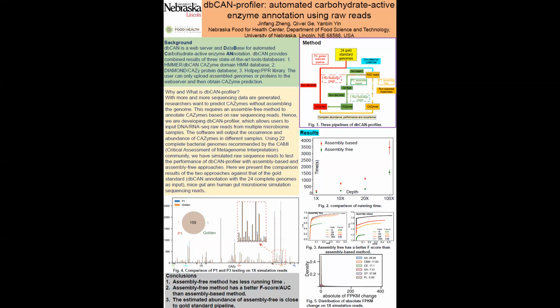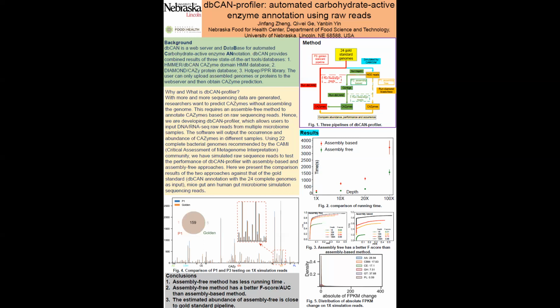especially for high sequencing depth. Second, we compare the ROC curve and F-score for pipeline 1 and pipeline 2, as shown in Figure 3. The left panel shows the assembly-free results, and the right panel shows the assembly-based method. In a low sequencing depth situation, the assembly-free pipeline performs much better than the assembly-based one. When the depth is 100x, these two pipelines have the same performance.